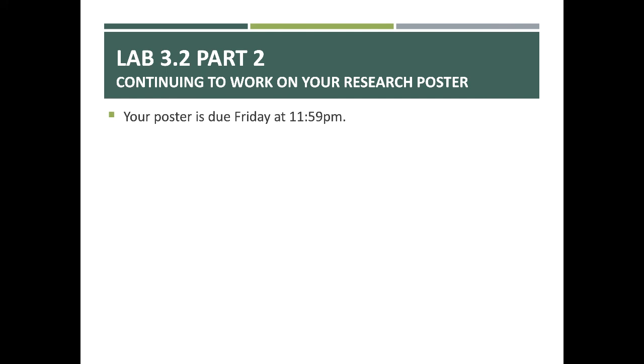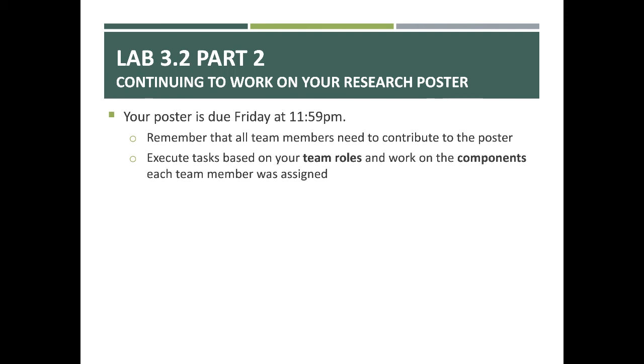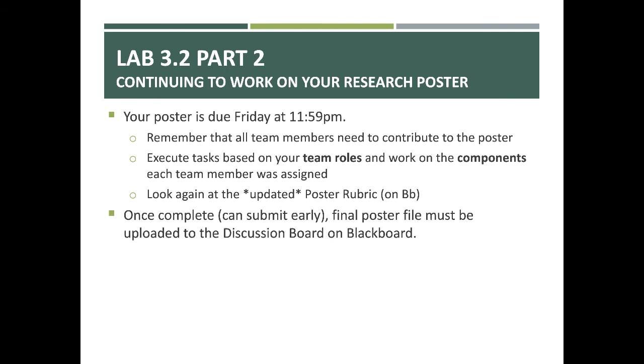So remember, your poster is due Friday at 11:59 p.m. Remember, all team members need to contribute to the poster, and you're only turning in one poster. Also remember to look at the updated poster rubric on Blackboard and not the rubric in the lab module. Once it's completed, you can upload your final poster to a discussion board on Blackboard, and it'll remain on that discussion board so that other classmates can evaluate everyone's posters next week.